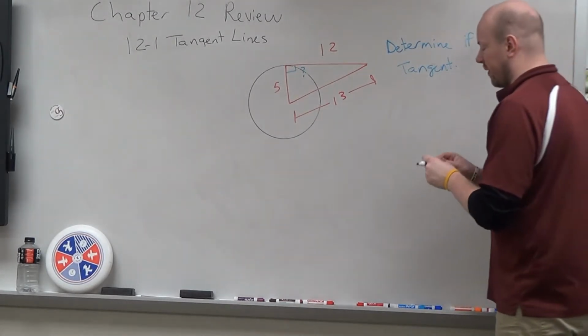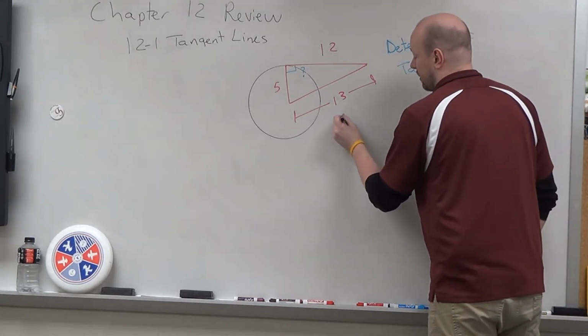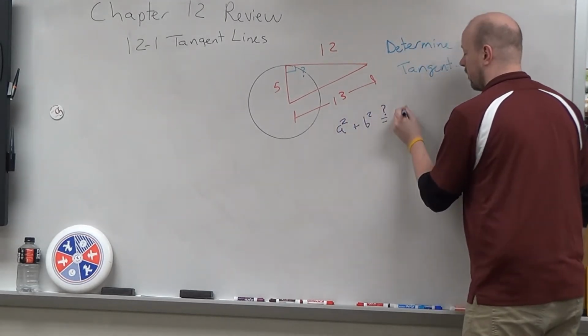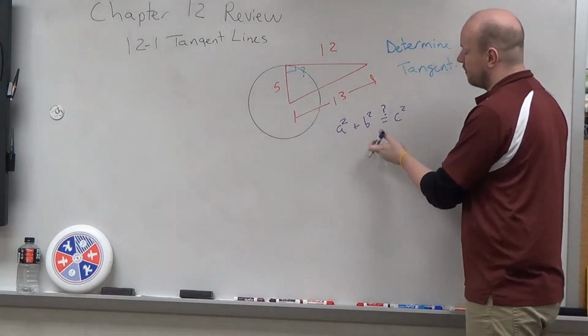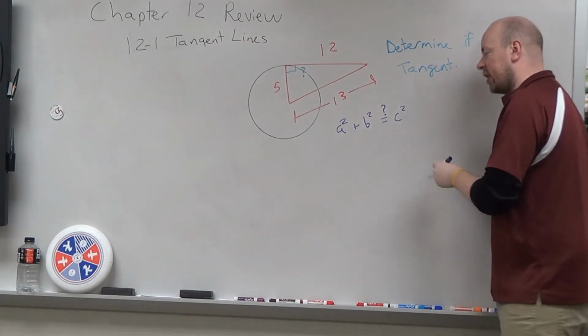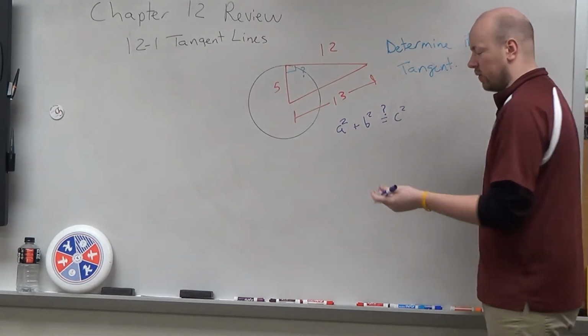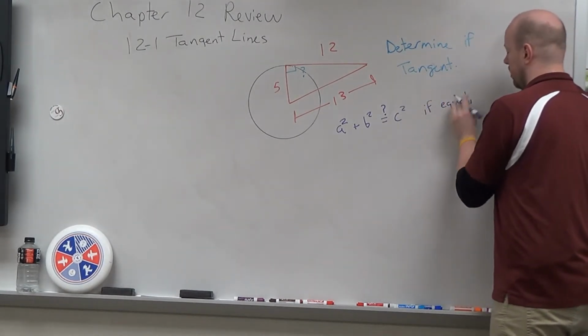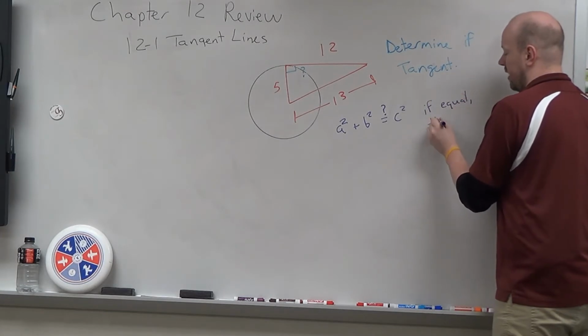So to prove it's a right triangle, we could still start with our Pythagorean theorem, where the idea is a squared plus b squared, does it equal c squared? Well, if it's equal on both sides, then it's a right triangle.